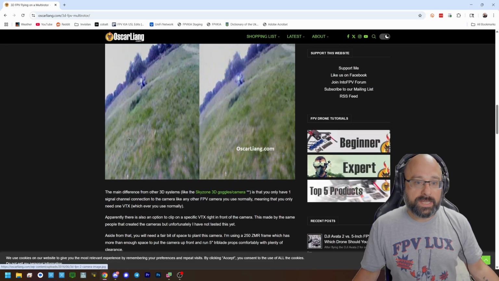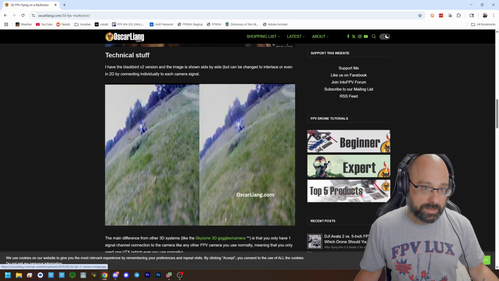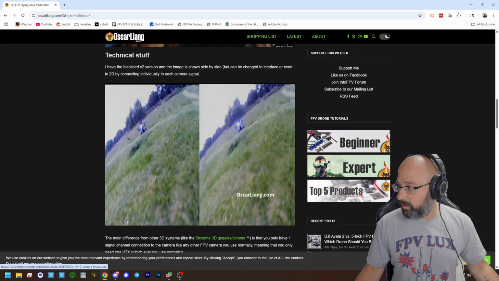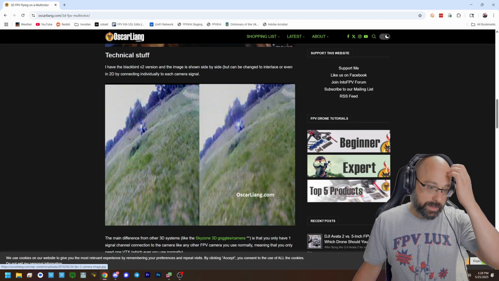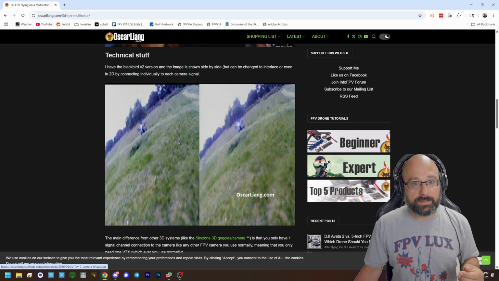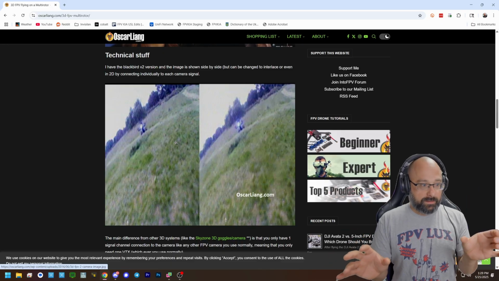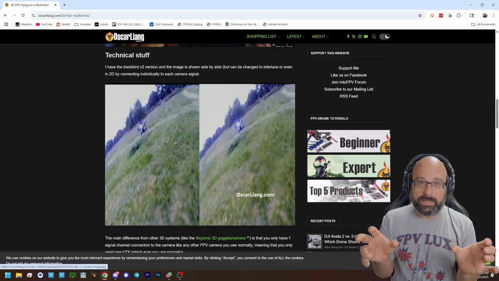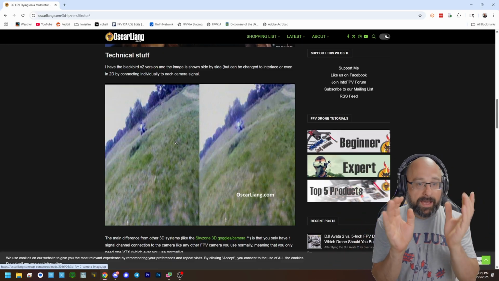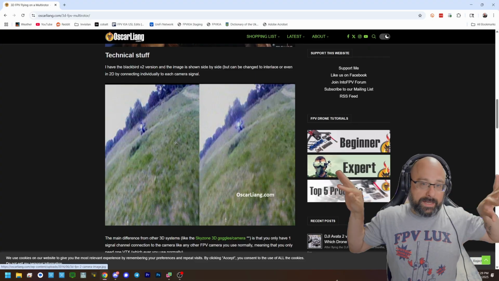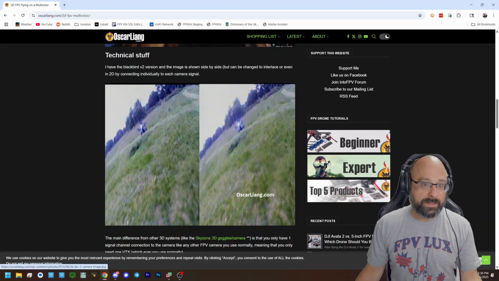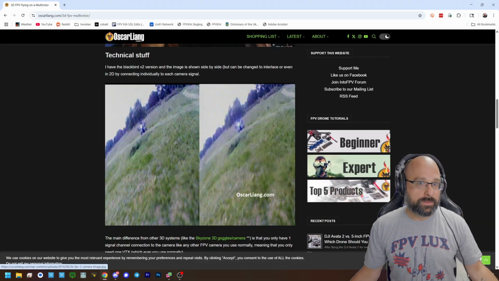The other challenge is that transmitting the 3D image to the goggles, there were various ways of doing it. One way is what you see here, which puts the left image on the left side and the right image on the right side, and then the goggles have to split them down the middle and send one to the left eye and one to the right eye. The old Fat Shark goggles supported this.